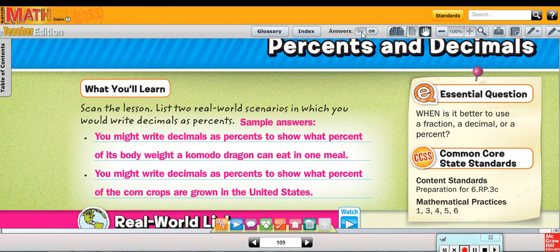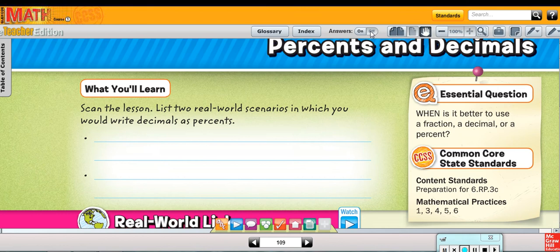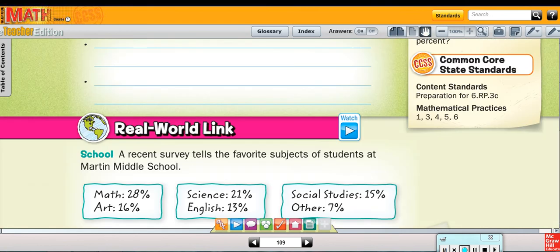Even talking about money, we can find the percentage of a dollar. We can find the percent that someone has earned. Okay, looking with money. Good, take a look then at our real world link.